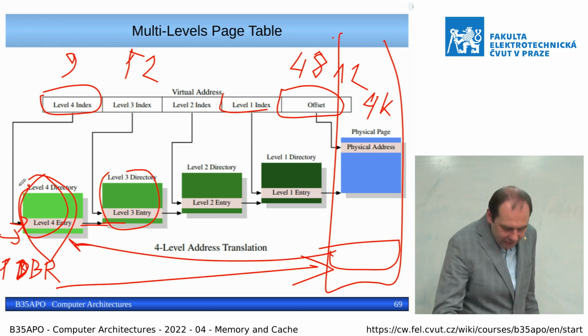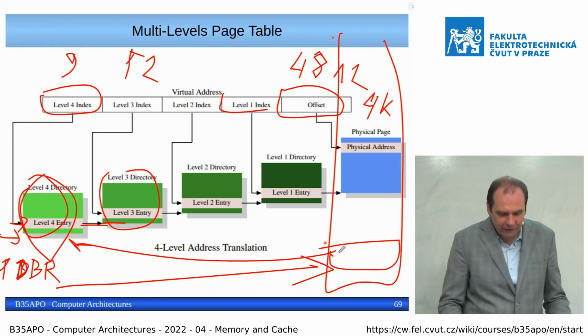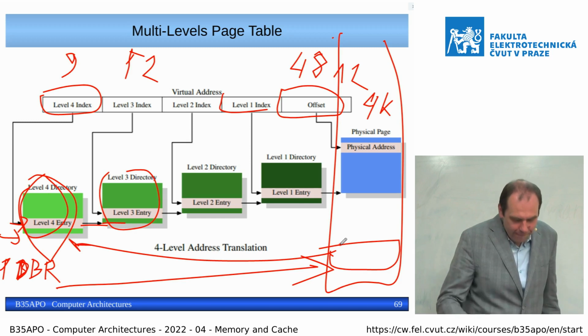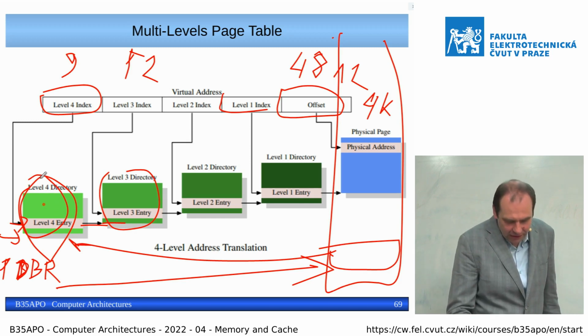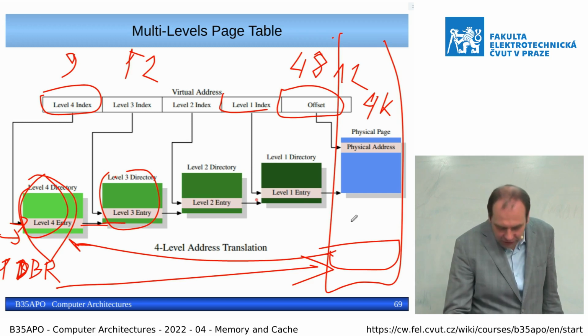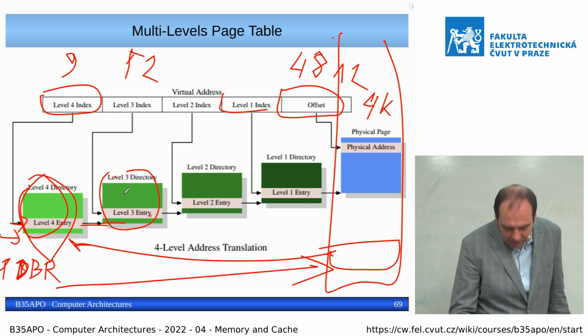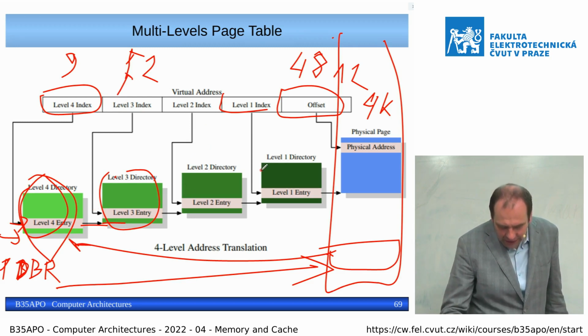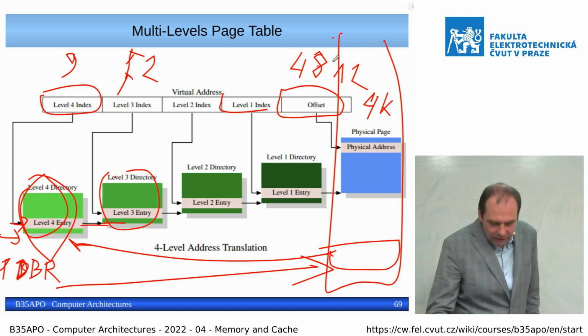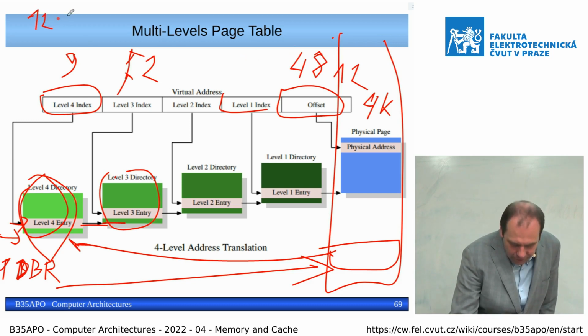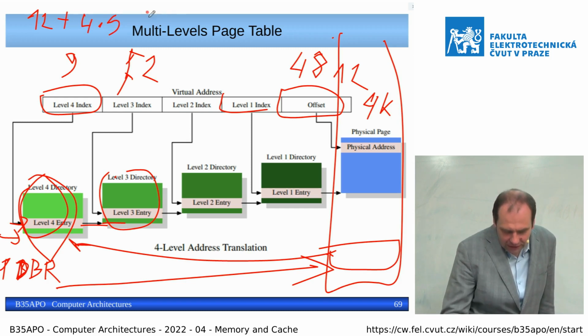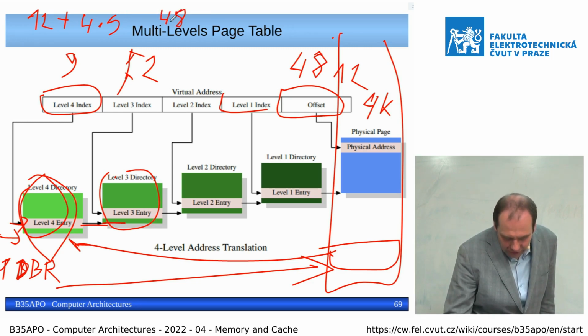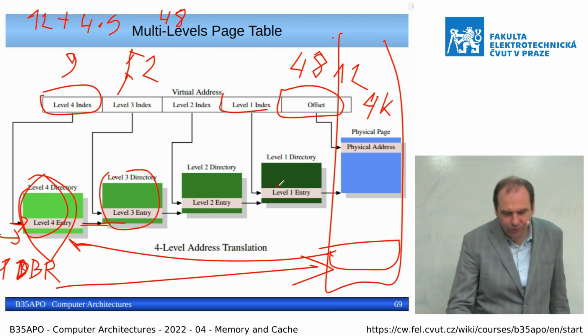So what we have written here and shown here in the picture on the left is only for our imagination, to understand the meaning and why it is used. But in fact, all those structures are stored in the memory. Then in the second level, we use another 9 bits again. So basically, if we have 12 plus 4 times 9, then it is 36 plus 12, so 48 bits are decoded in those 4 levels of the tables.